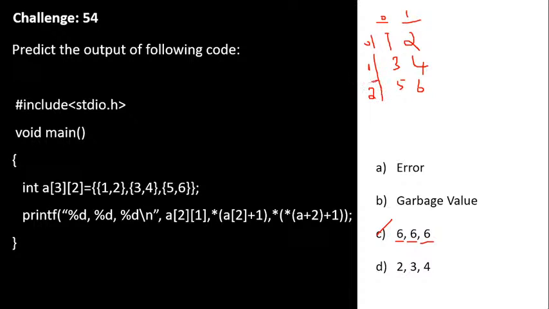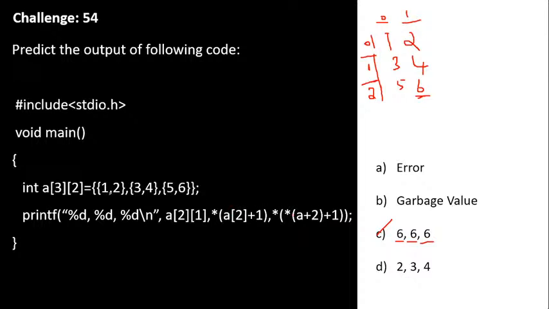So 2 of 1 will be 6. So by this particular examination only we can tell that it is 6. But there are other options which say error and garbage value. This might be an error sometimes, so we'll just check that.